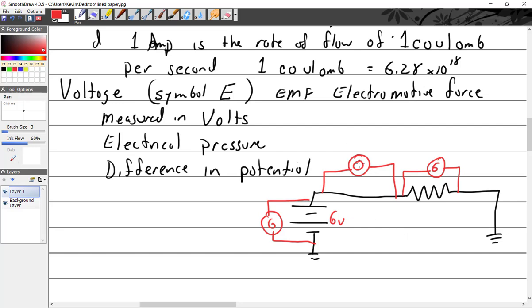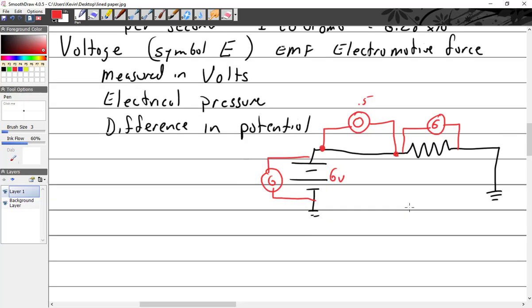Now, if this actually read something, let's say it read 0.5 volt, what does that mean? You have a bad wire. A bad wire, or more appropriately, there's some resistance in there. It's dissipating some of the, I don't want to use the word power, but it is losing some of the voltage. So you're reading that difference. Somewhere between this point here and this point here, you're actually losing some of the voltage. So that's what I mean by difference in potential.